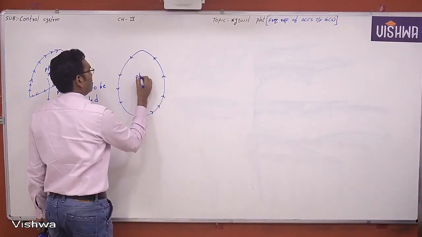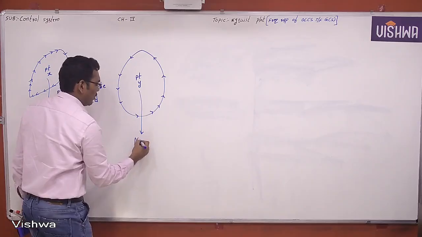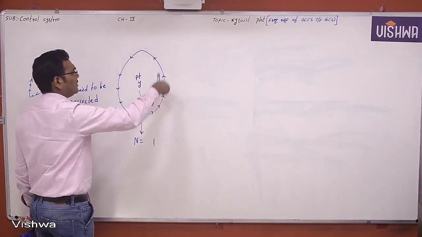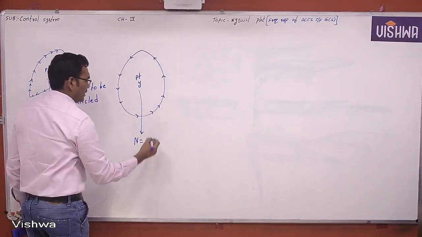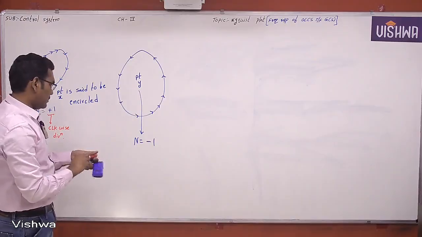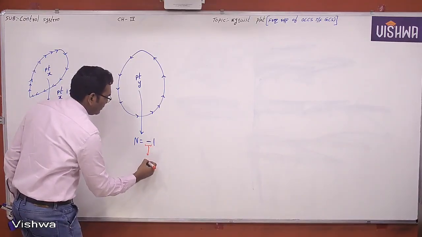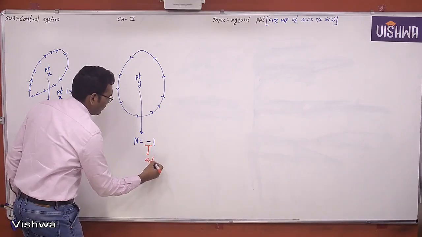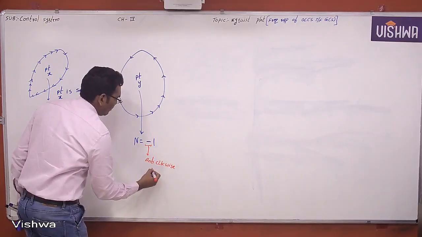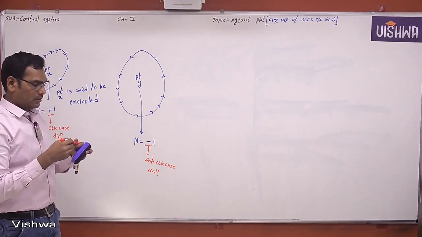Now this is the point Y. Point Y is encircled how many times? Only one time. But in which direction? Anti-clockwise direction. Therefore this is minus. This minus indicates the anti-clockwise direction. Now see here.